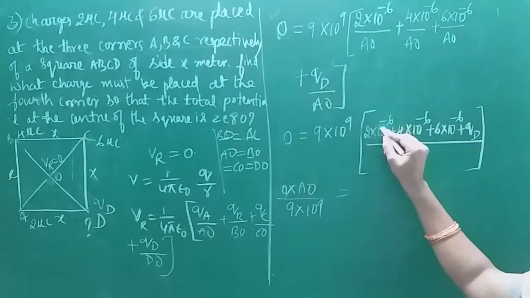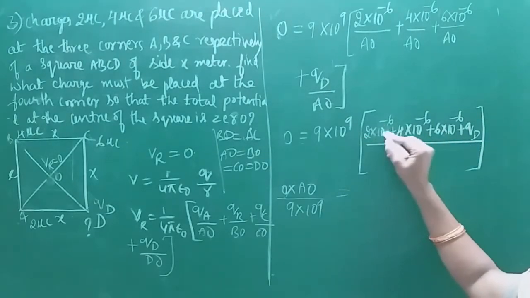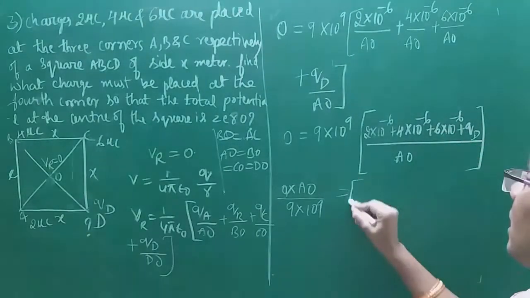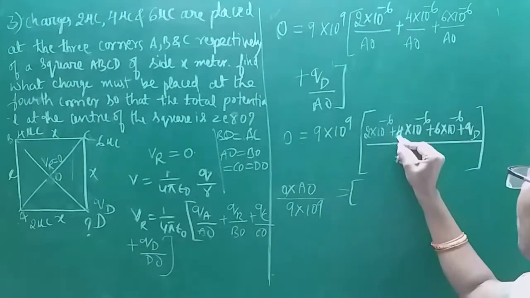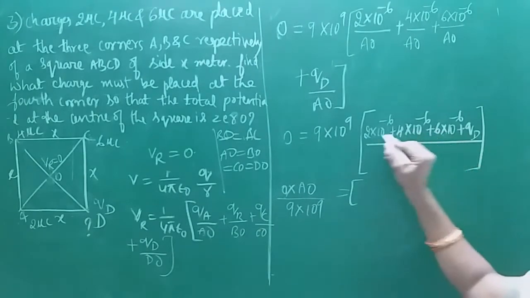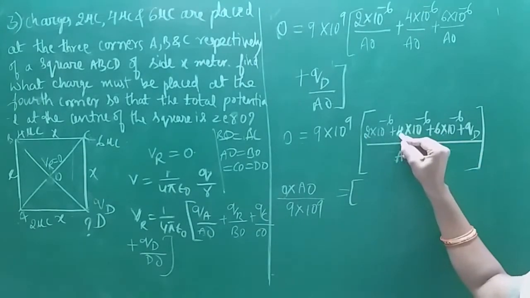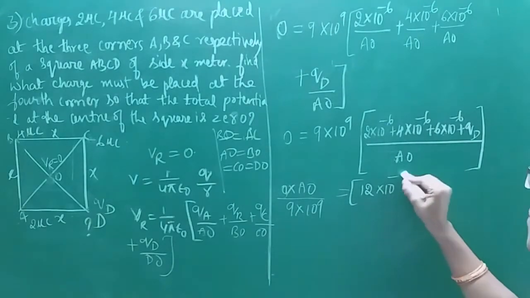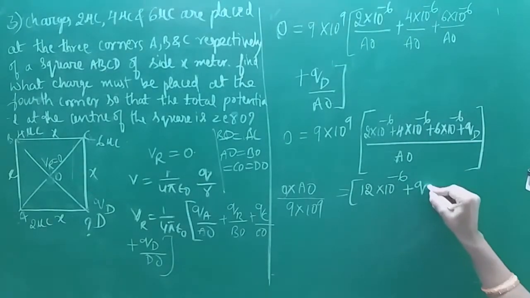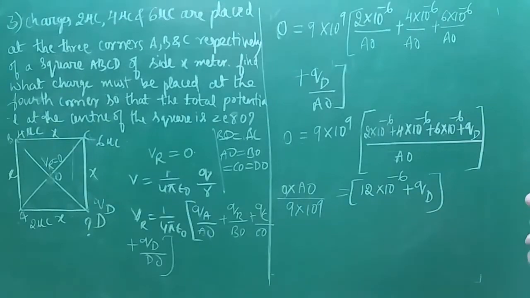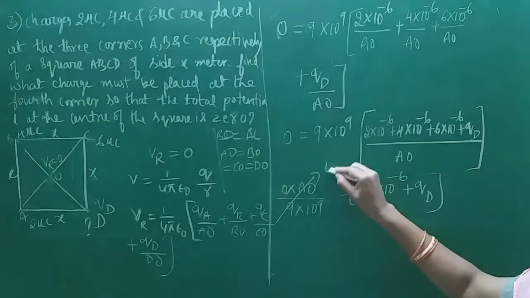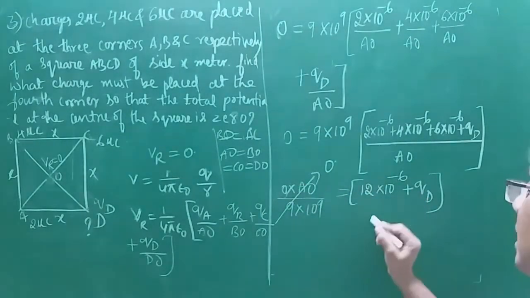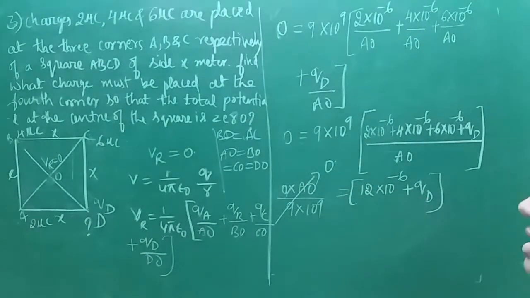Here, all multipliers, that is 10 power minus 6, 10 power minus 6, 10 power minus 6, are the same. So we can write 2 plus 4 plus 6. That is, 2 plus 4 is 6, 6 plus 6 is 12. 12 into 10 to the power of minus 6 plus QD. Okay, so here 0 multiplied by anything is 0. Now take this QD to this side, or 12 into 10 power minus 6 to this side.